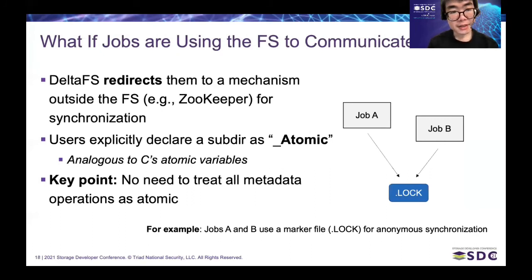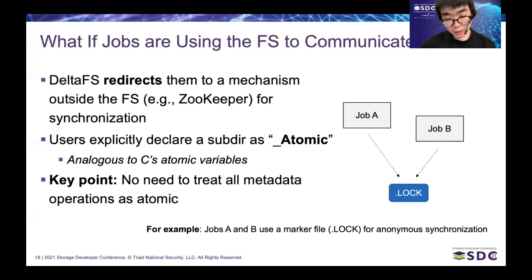So finally, let's discuss what if jobs actually want to use the file system to communicate. Then the answer is simple. DeltaFS simply redirects all those operations to a mechanism outside of the file system, such as a Zookeeper server for synchronization. And the application does that by explicitly declaring a subdirectory as atomic, and then all those metadata operations happening beneath that directory will go to Zookeeper, and this allows different applications to use the file system to communicate.